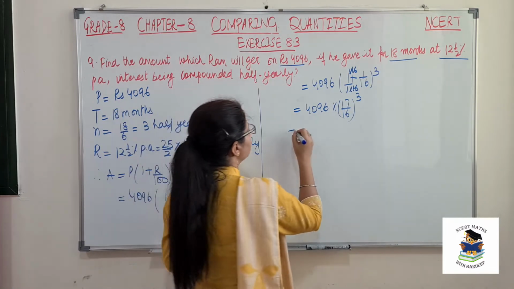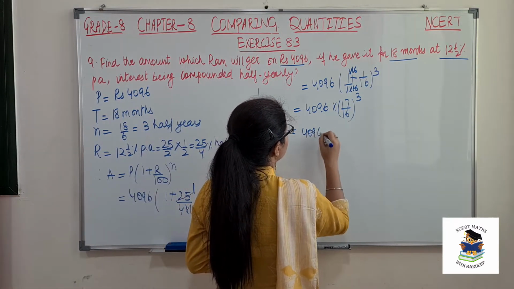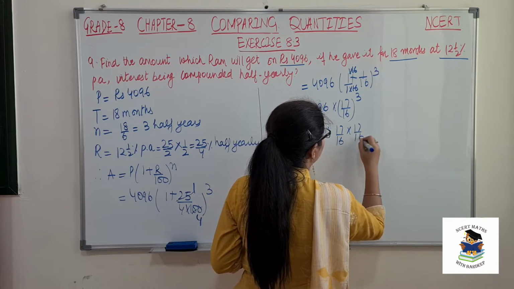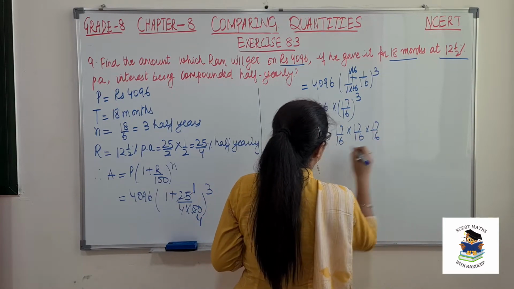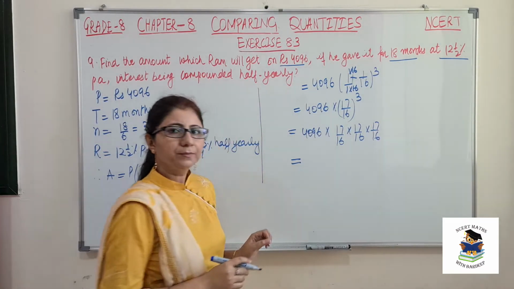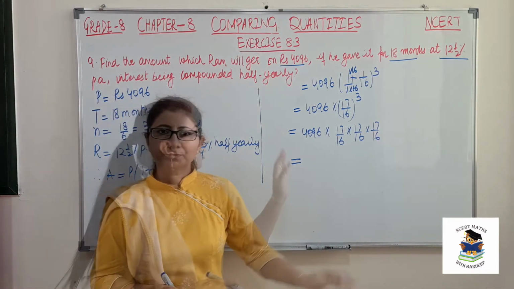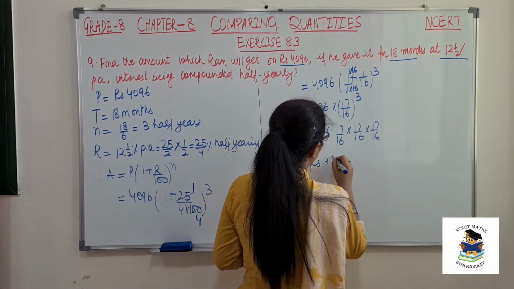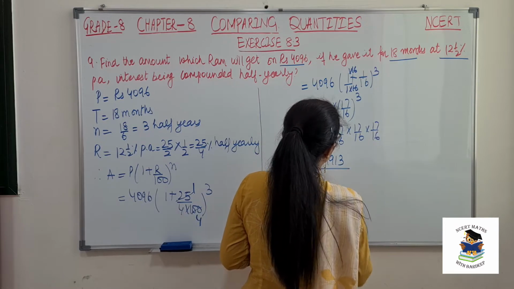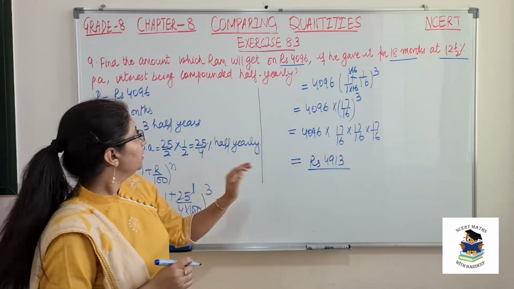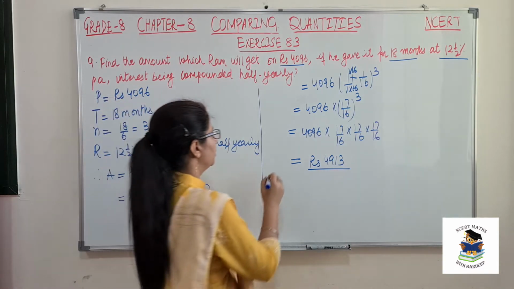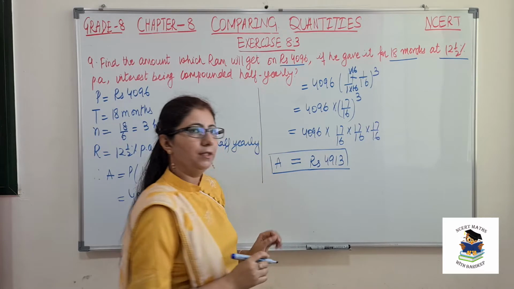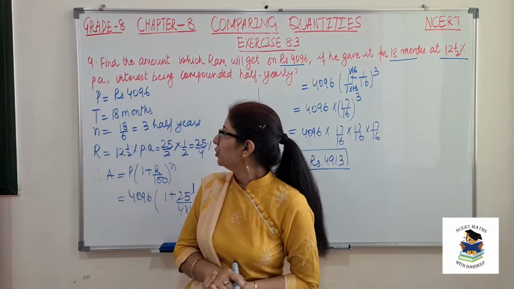So after this, power 3 means 3 times it should be multiplied. Okay, till here this is clear. Once you solve this, your answer will be rupees 4913. Okay, so this is the amount that he will get. So the amount that he will get is rupees 4913. So this is our question number 9.